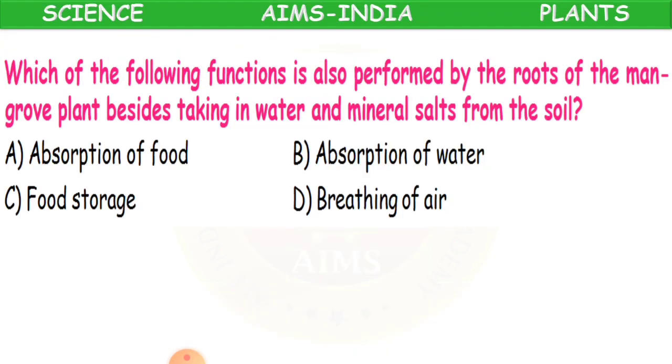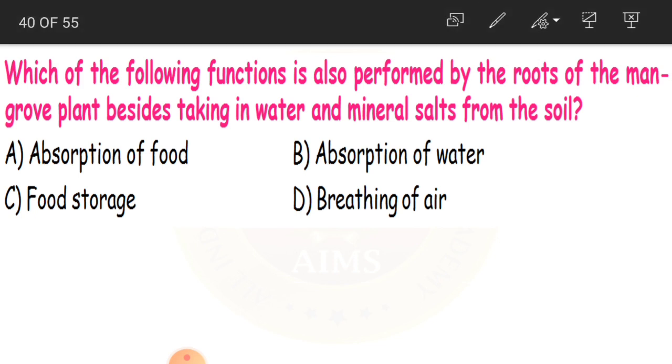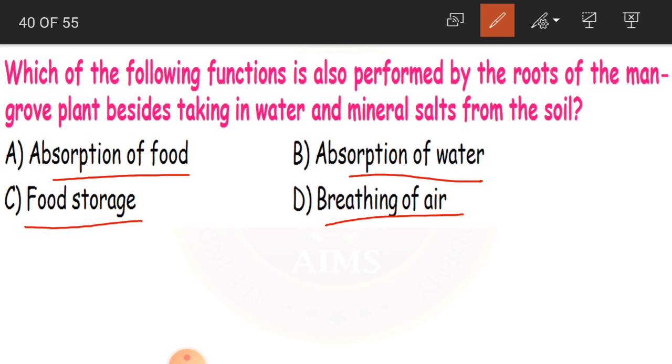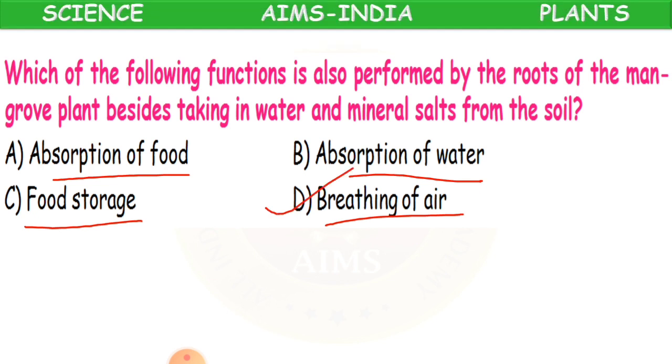Which of the following functions is also performed by the roots of the mangrove plant besides taking in water and mineral salts from the soil? So children, here like mangrove plants, it also takes water and mineral salts from the soil. Apart from that, what is the other function, other work? Is it absorption of food, absorption of water, food storage or breathing of air? And the answer is D option, that is breathing of air.